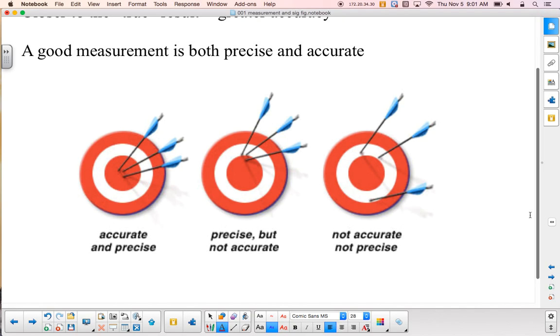And somebody who's just starting with a bow and arrow will often be not accurate and not precise. The arrows will kind of be scattered all over the target. Our goal in science is to create measurements that are both precise and accurate.